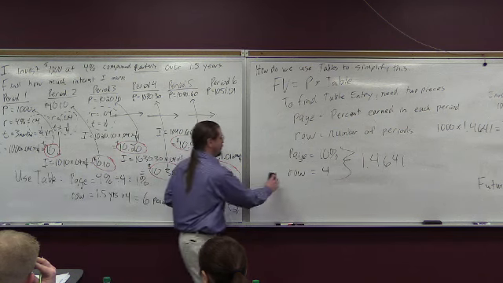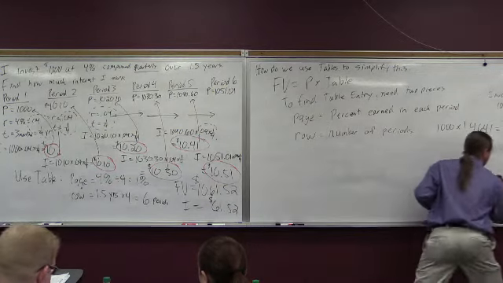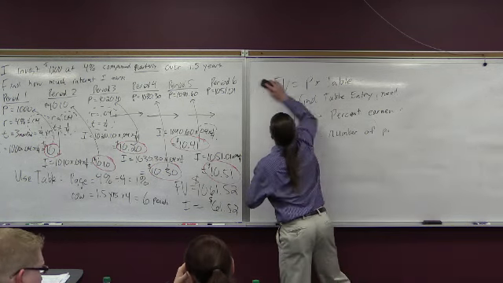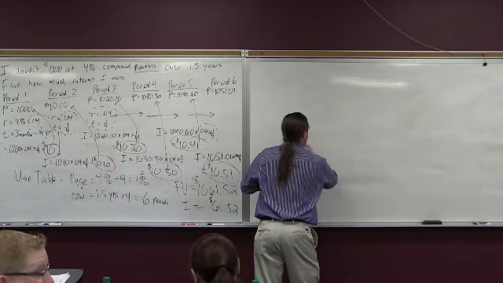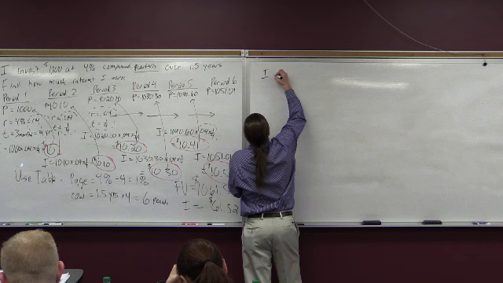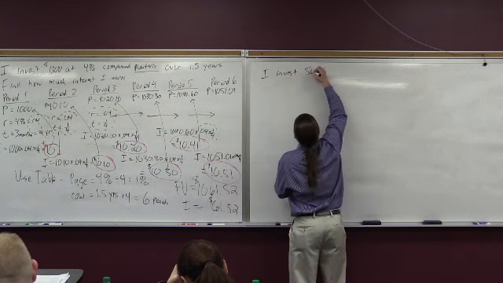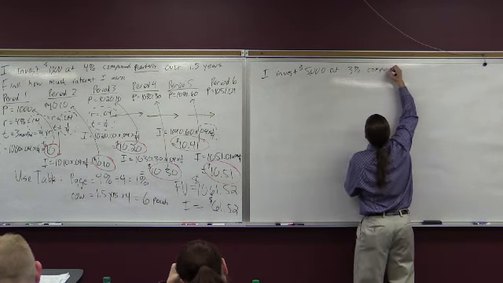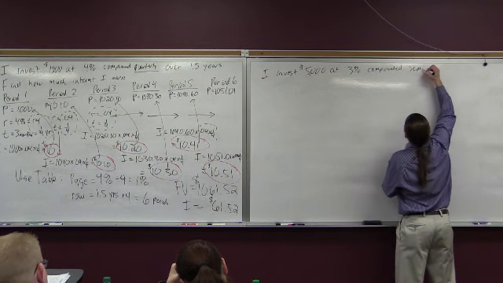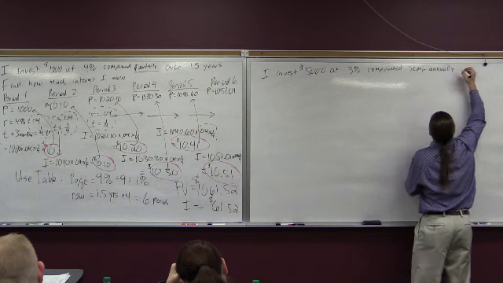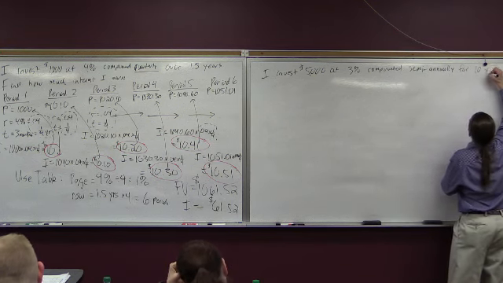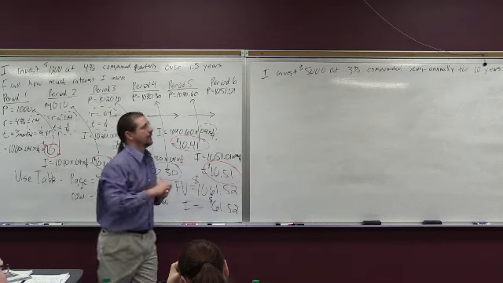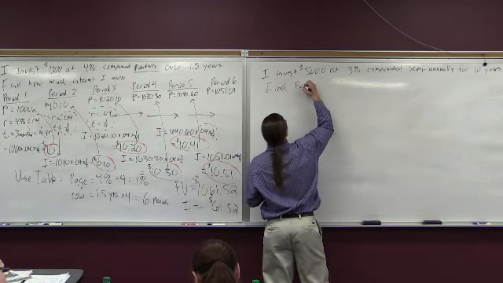All right, we got 2 minutes. Let me show you one more example. This time we'll only do it the shortcut method. I invest $5,000 at 3% compounded semi-annually for 10 years. How much will I have in 10 years? Find future value, in other words.